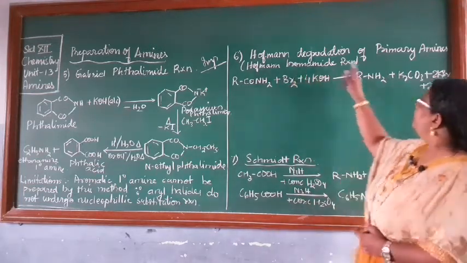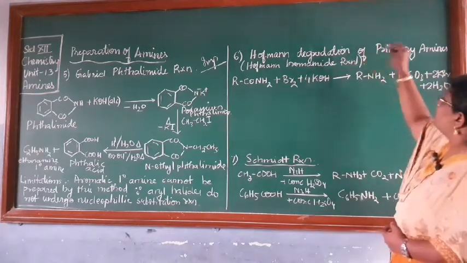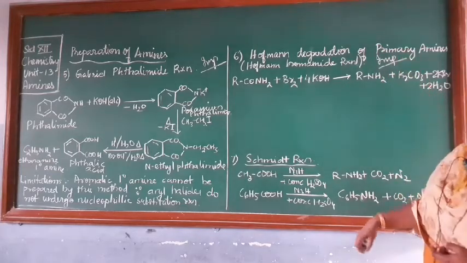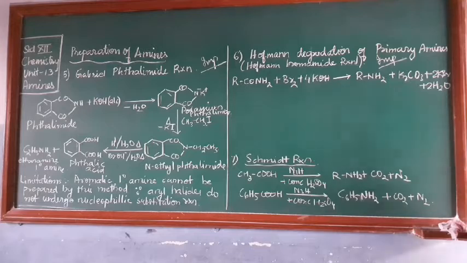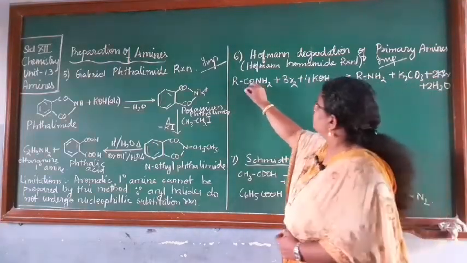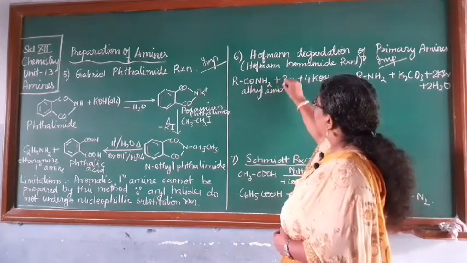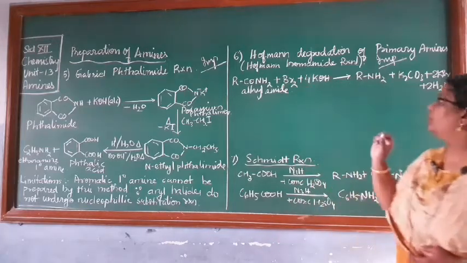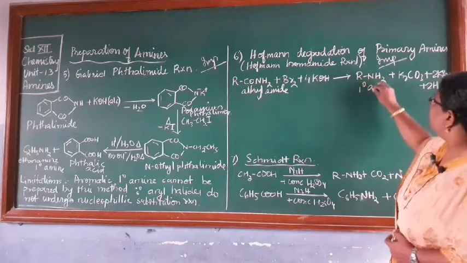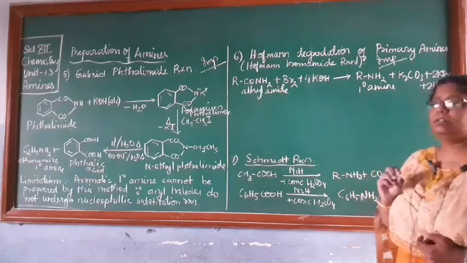Now coming to Hofmann degradation of primary amine, or the Hofmann bromamide reaction, as it is also called, and this is also a very important reaction from the examination point of view because many times it has been asked. So what are you starting with? It is an amide. Okay, so this is an alkyl amide. You treat it with Br2 and KOH. You get the primary amine. What do you notice here? We get it with 1 carbon less.